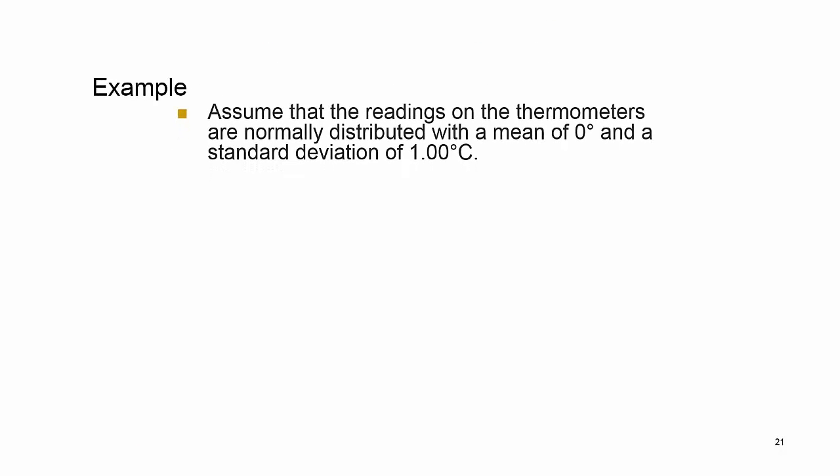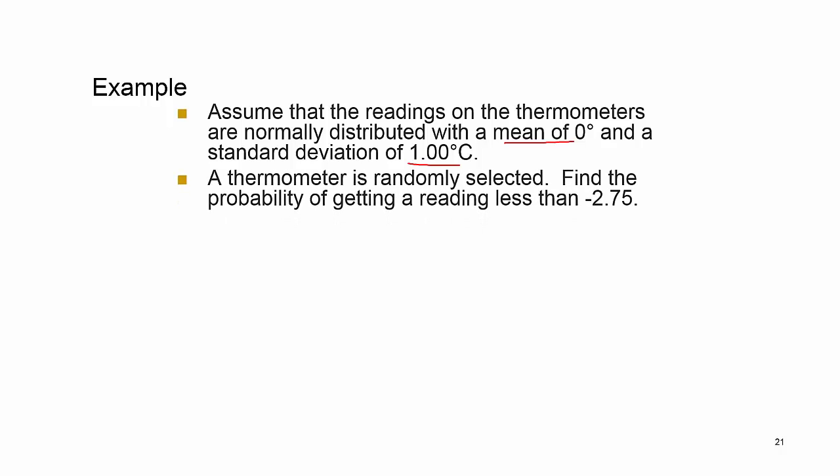Assume that the readings on thermometers are normally distributed with a mean of 0 degrees and a standard deviation of 1 degree Celsius. So notice that the mean is 0 and the standard deviation is 1. That doesn't really happen all the time in real life situations, but because it happened here, this is a standard normal distribution. A thermometer is randomly selected, so we're selecting one thermometer randomly.